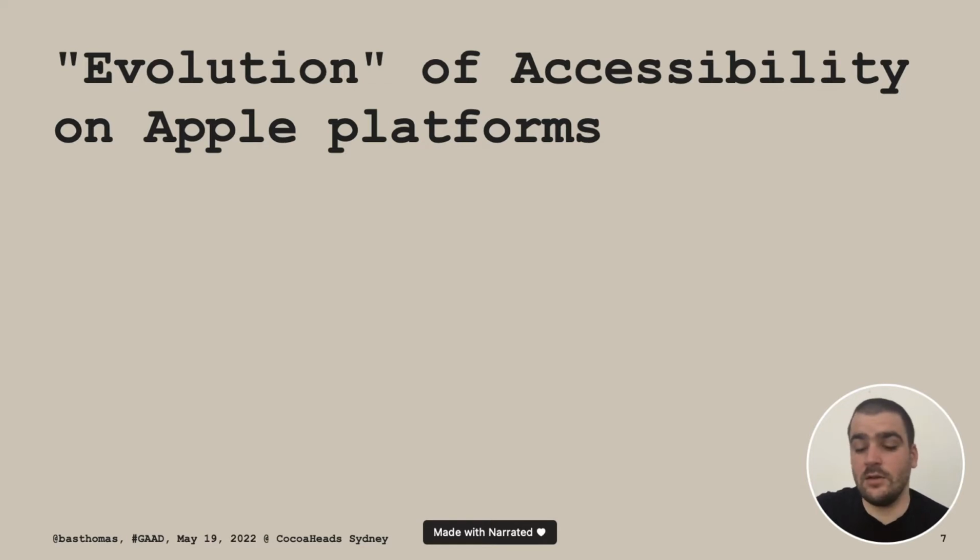To set this whole thing up and go from an app that is not so much accessible or hasn't taken care of any specific accessibility needs to making it accessible for voice and keyboard, let's talk about the quote-unquote evolution of accessibility on Apple platforms. And this is all the things that are available on Apple platforms, or at least a whole bunch of them, and how they work together.